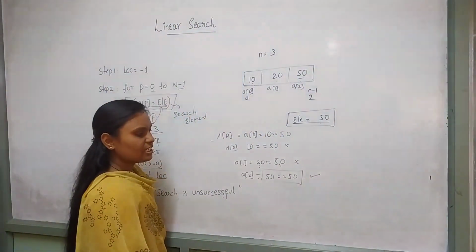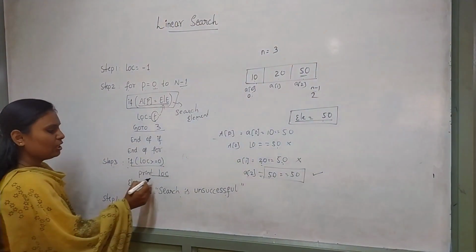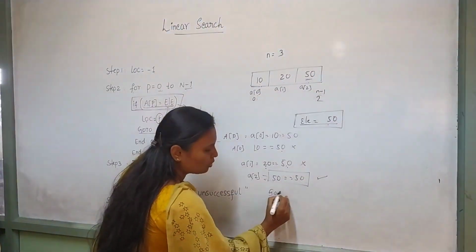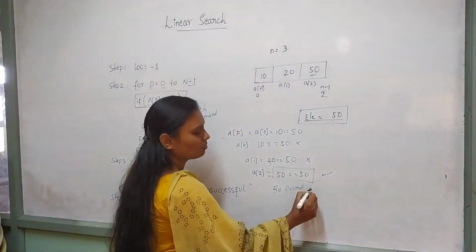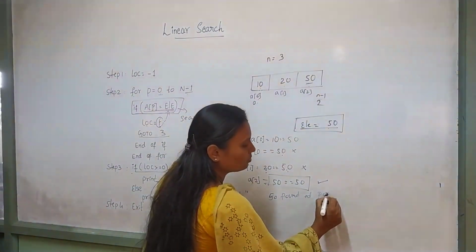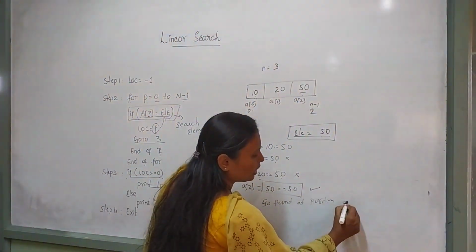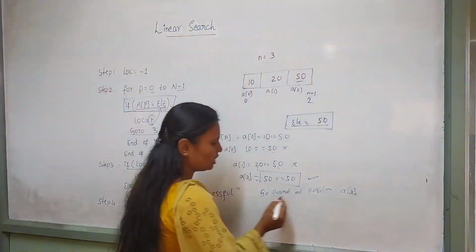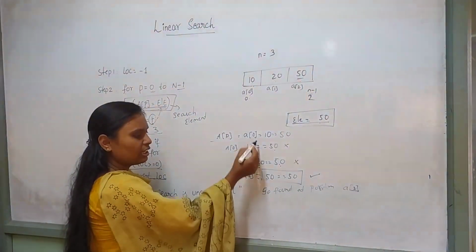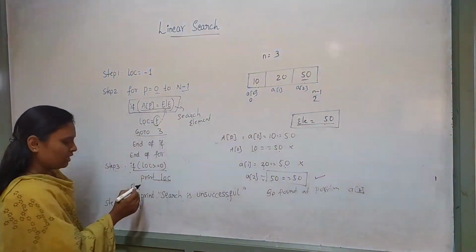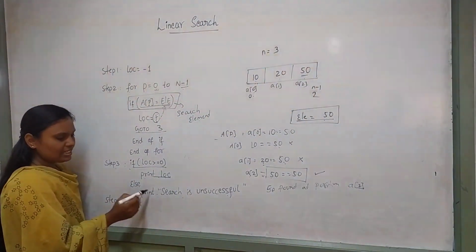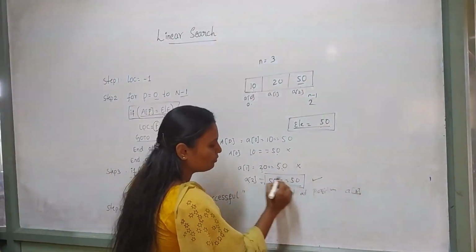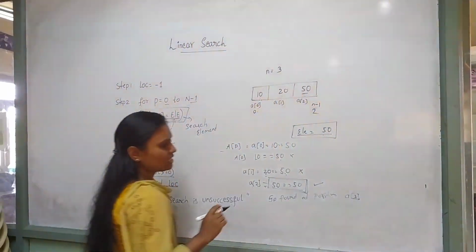The condition is true, then it prints the location or position of the element. 50 is found at position a of 2, that is, in the second position the element 50 is found. Now the search is successful. Here it prints the location, else it prints search is unsuccessful. Here we got the element 50, so the search is successful.